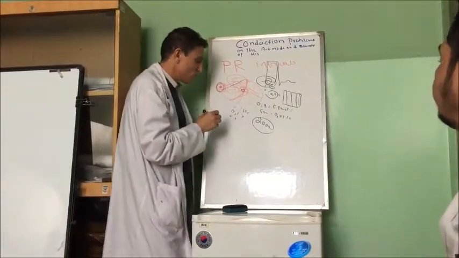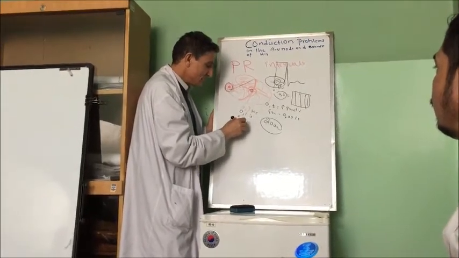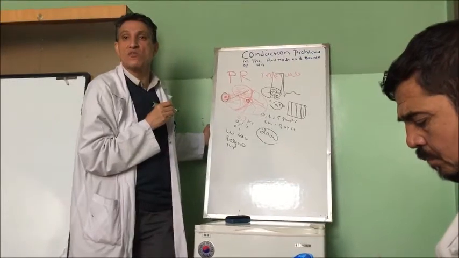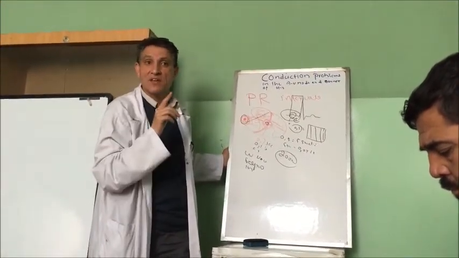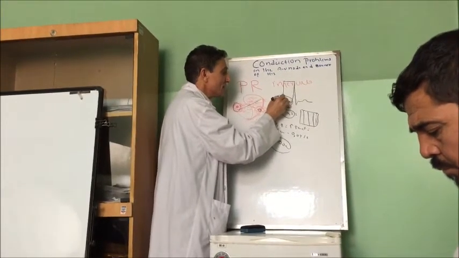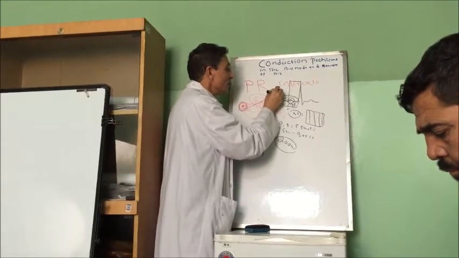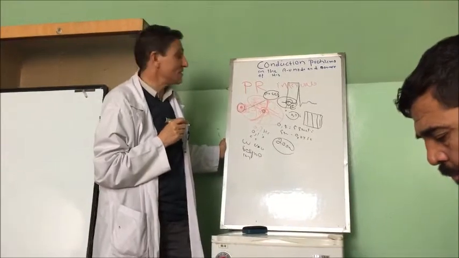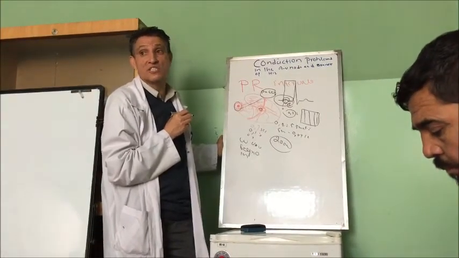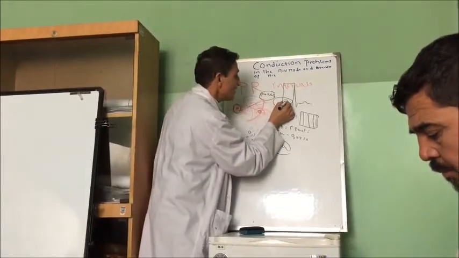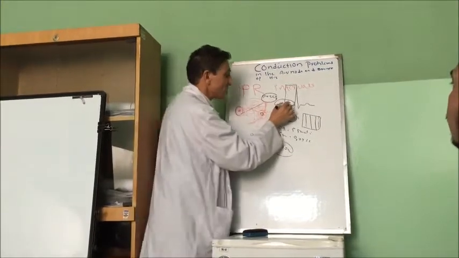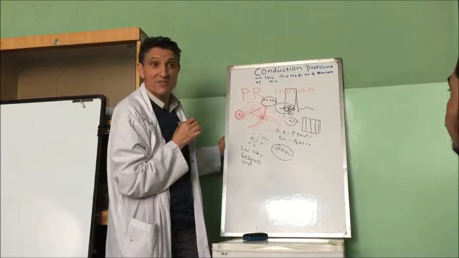Now, as I mentioned before, what does it mean wave? What does it mean segment and interval? An interval is a time duration which includes wave plus segment. For example, here is one wave which is called the P wave, and P wave plus segment is called an interval. But what does segment mean? A segment is an isoelectric line, a straight line, which does not have a wave. From the end of the P wave to the beginning of the QRS complex, this is called the segment, and this segment does not have a wave.